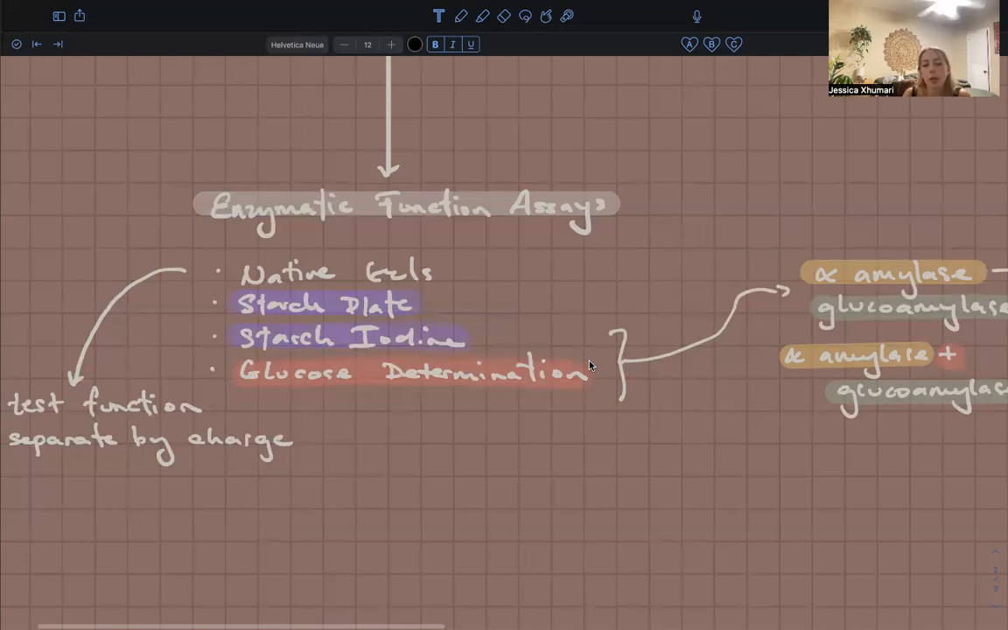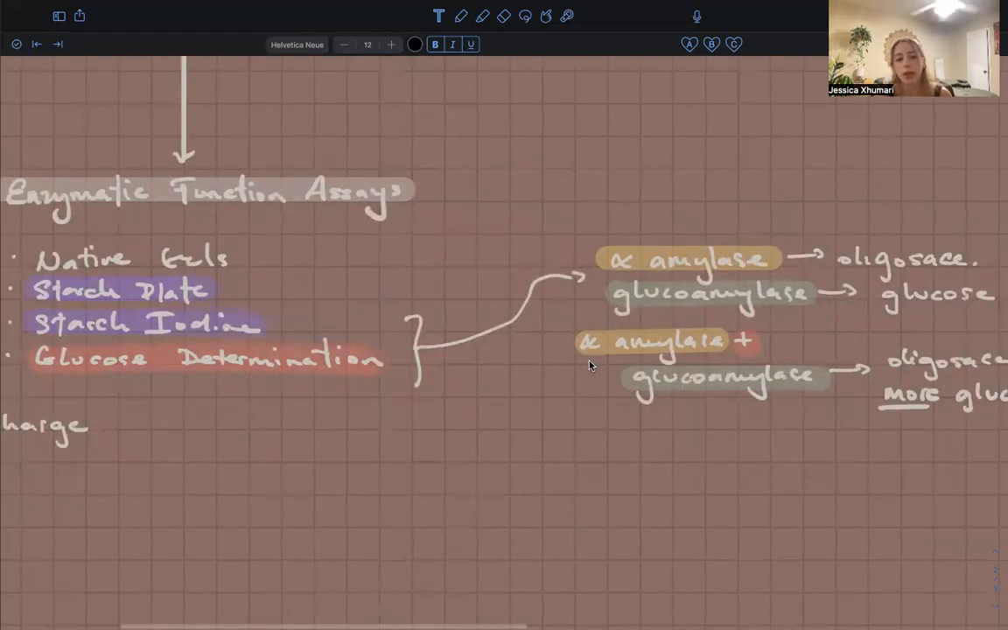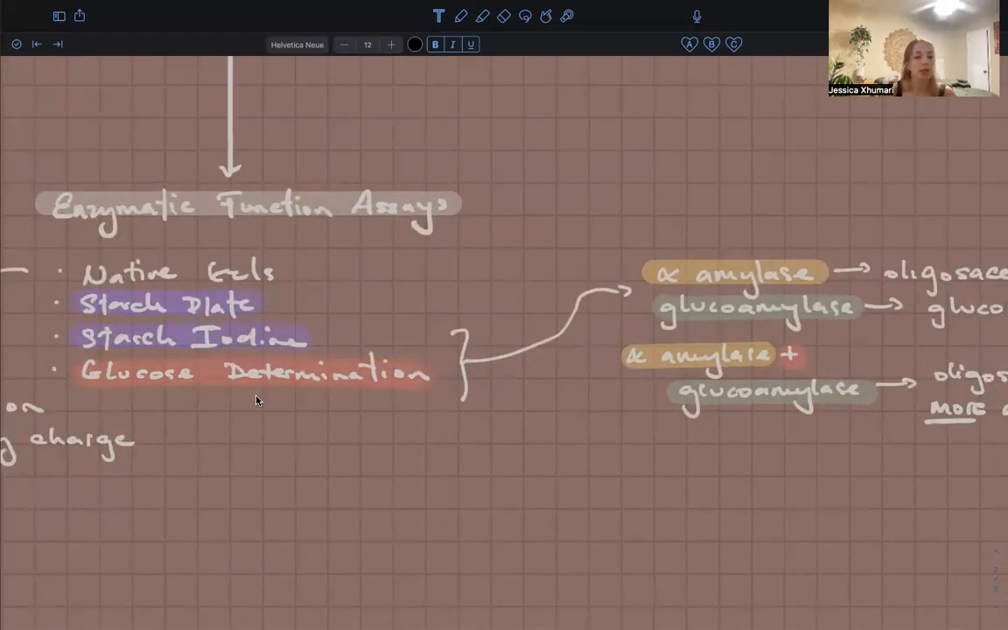Okay. We also looked at the glucose determination steps. That, keep in mind, is a red color, right? So we looked at in the last class how well alpha amylase versus glucoamylase can turn starch into glucose. Okay, so in the starch iodine test, we looked at how much starch was left over. In glucose determination, we looked at how much glucose was left over.